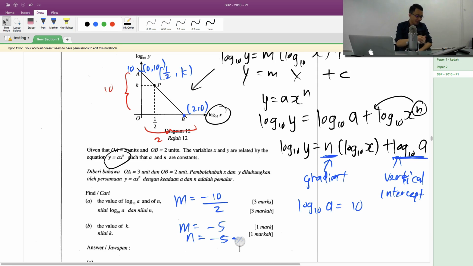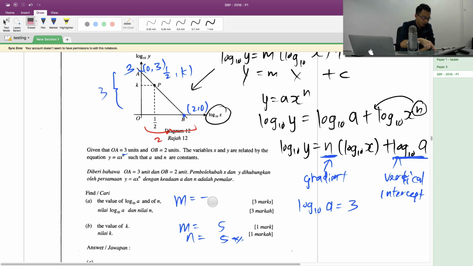The y value is 10 because, I mean, it's 3. I just saw it wrongly. Oh my god. The question actually says it's 3, so this one is not 10. This is 3, so this is okay. So this is (0, 3), and we get the vertical intercept is 3. That's all. And over here is wrong also.